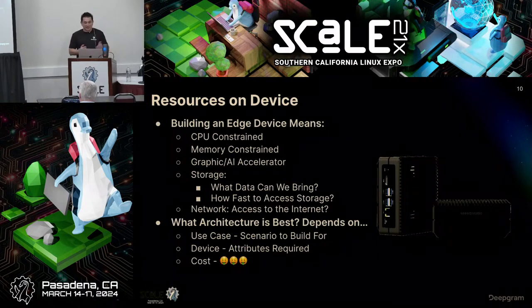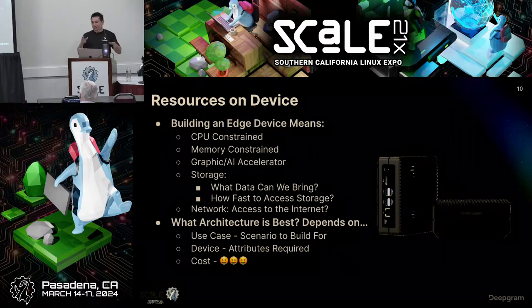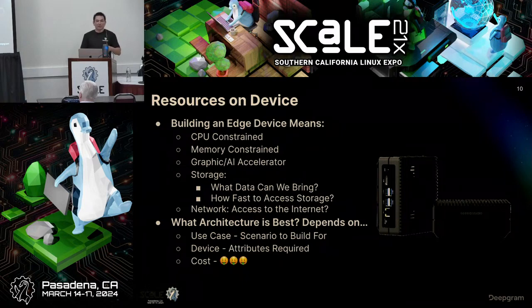And then network connectivity. So you have to weigh all of these things, right? There are all these variations of storage, memory, whether you have a GPU or not. And you really have to think about what your use case for your device is, right? What are you trying to accomplish? What do you want to do with this particular device?